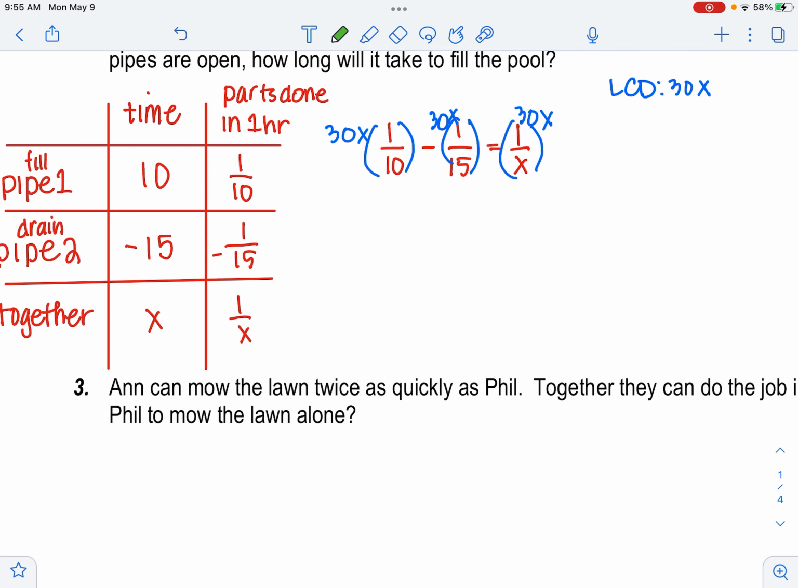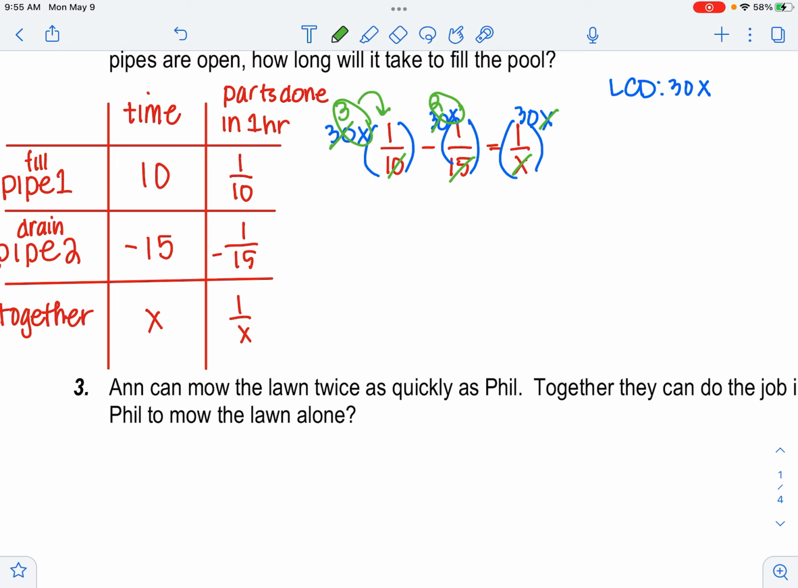Simplify each of your fractions. 10 goes into itself once. 10 goes into 30 three times, so that's a 3x. 15 goes into itself once. 15 goes into 30 twice, so that's a 2x. And then I have an x and an x cancel, so that's just a 30.